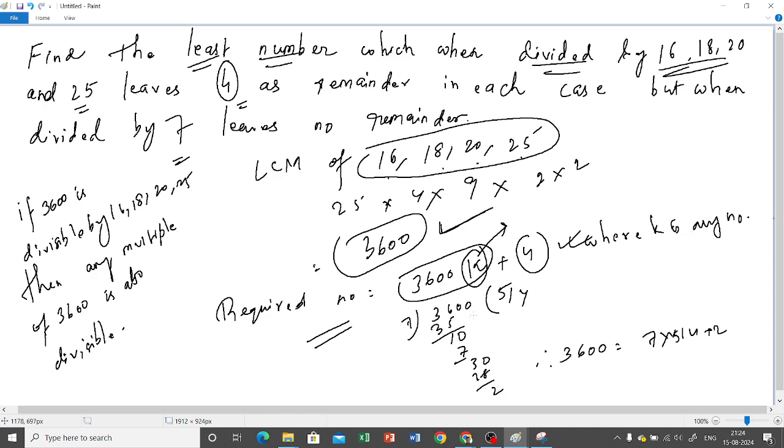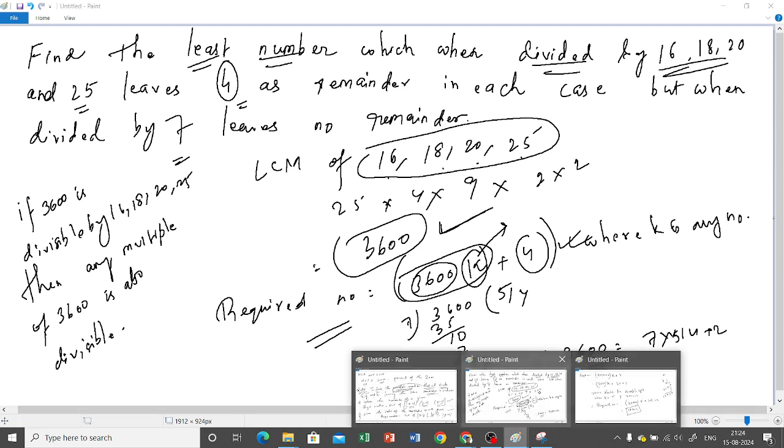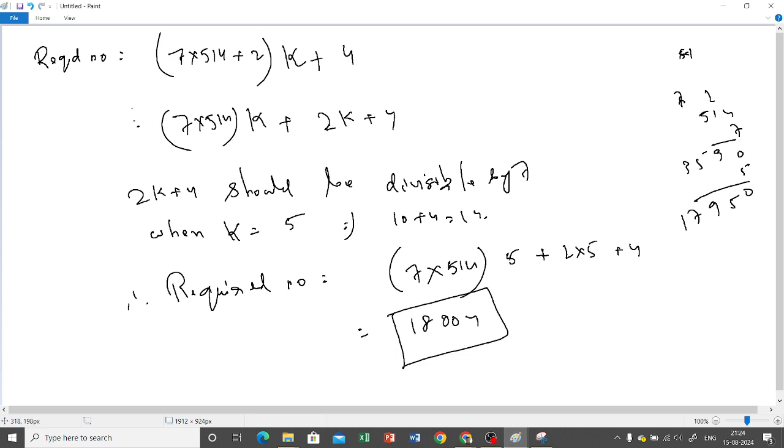Now see, this particular number should be divisible by 7 as well, right? How can I write down 3600 when it is divisible by 7? See, 3600 can be written as 7 into 514 plus 2. Okay, so in place of 3600, put (7 into 514 plus 2) k plus 4. Now open the bracket, it becomes 7 into 514 k plus 2k plus 4.